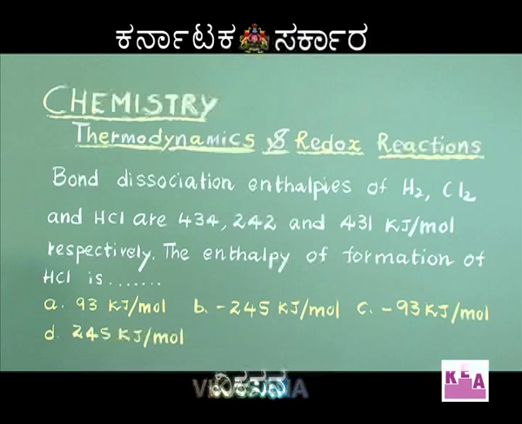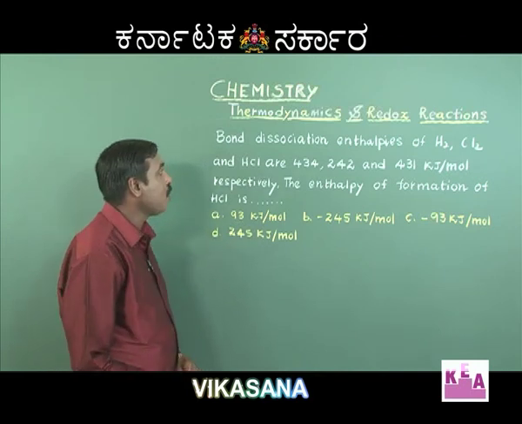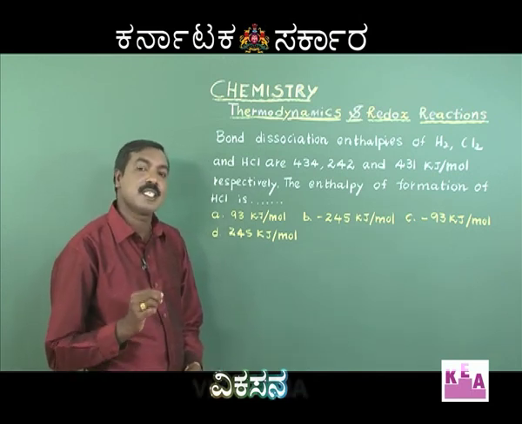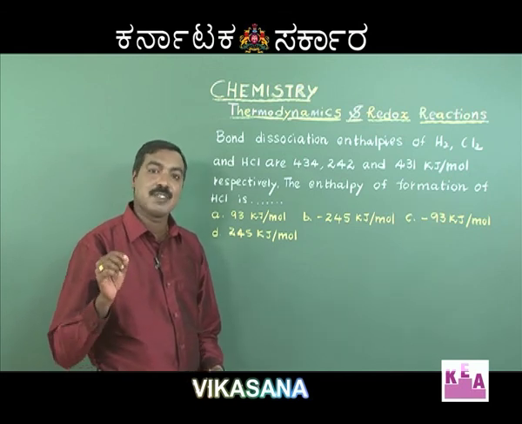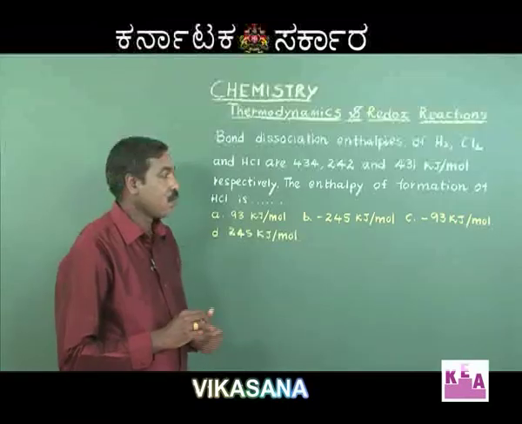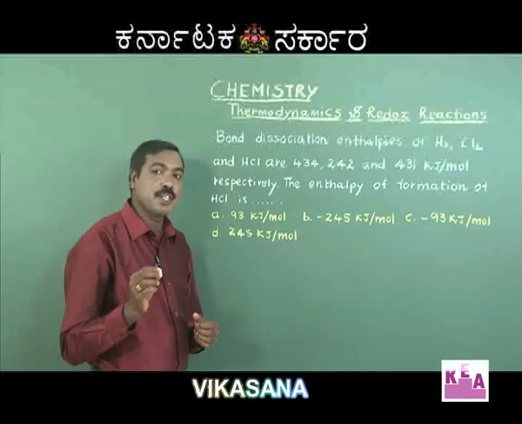Our next question. Bond dissociation enthalpies of hydrogen, chlorine and HCl are mentioned. The enthalpy of formation of HCl is. This is a question which has bond dissociation enthalpies. You would have been quite familiar with delta H change is equal to heat of the products minus heat of the reactants. But here, when it is with regard to bond dissociation enthalpies, the formula is slightly altered. So, first let me write the enthalpy of formation of HCl.